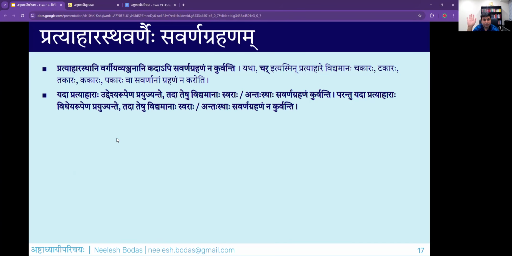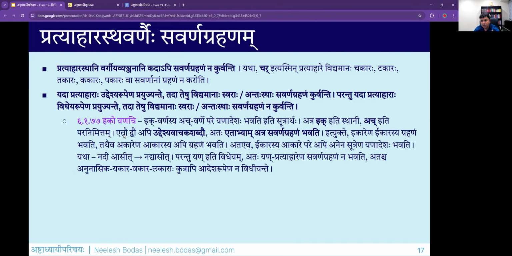That also, pluta is kept aside. You never see pluta except for those sambodhanas, He Devadatta, and so on. So only Hrasva and Dirgha are part of this discussion. And what we are saying is that the Savarna Grahanam will happen for an Uddesha, it will not happen for a Videya. So Iko Yanachi, classic example. Ikaha iti Shashti, Yana iti Prathama, Achi iti Saptami. So Ik is the Uddesha, Ach is also the Uddesha. So for both of them, the Savarna Grahanam will happen, which means that Hrasva Ikara, Dirgha Ikara will participate in Yana Sandhi. Achi, so Akare Pare api Yanadesha.